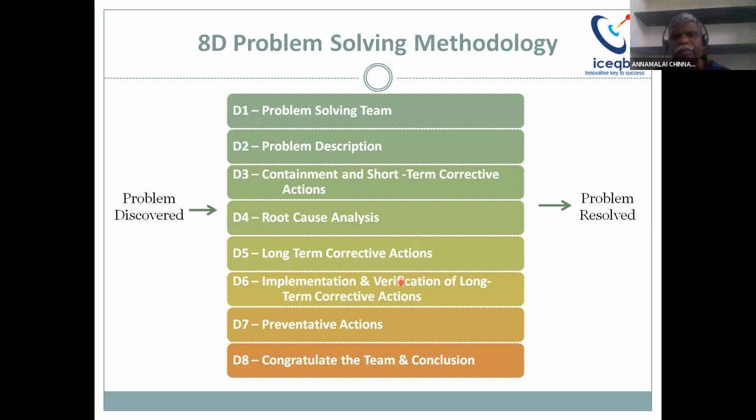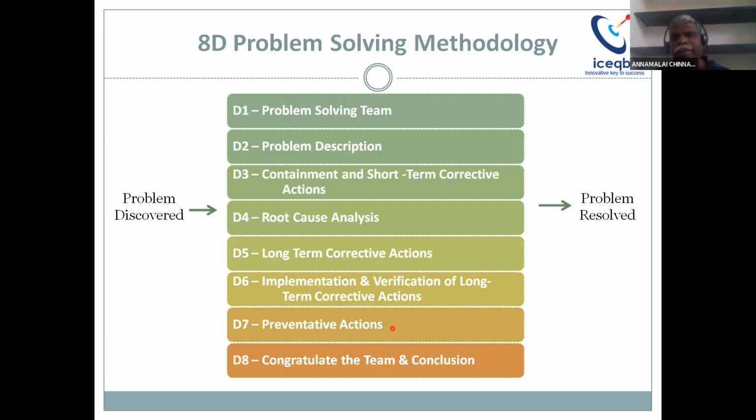After a month or two, we verify whether the action is effective, so that these particular actions can be continuously followed. Once it is verified, we go for preventive actions. Preventive action means we know there was a problem in this particular machine or process, we have analyzed the root causes, taken some solution, and found that it is effective.